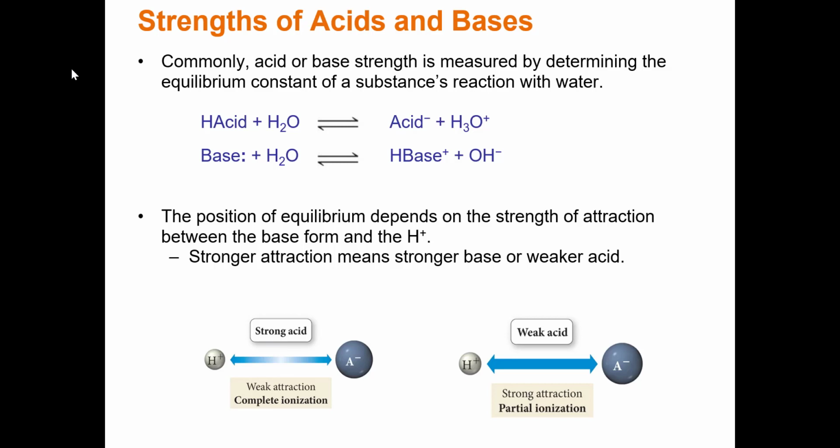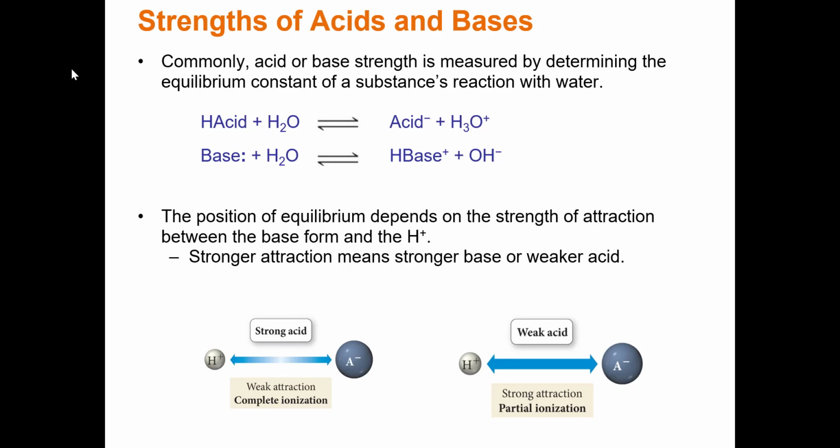Hello everyone. I want to talk a bit more about the strengths of acids and bases, and we will be looking at some qualitative features which show up in some of the decisions we'll be making around this. So as we have talked about already, we can measure the strength of an acid or base by looking at the equilibrium constant when that substance is dissolved in water.